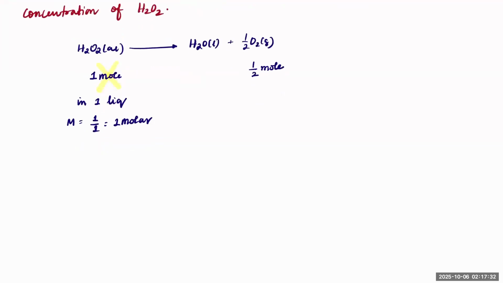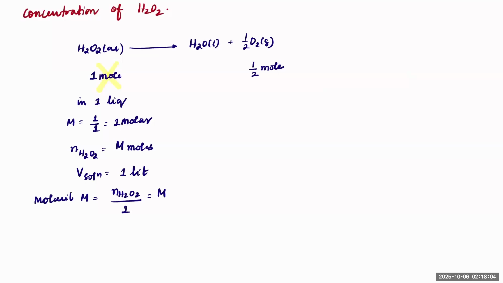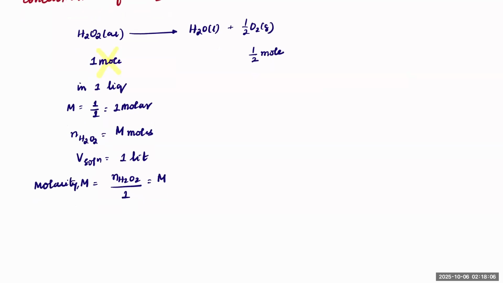Then if you have number of moles of H2O2, now I'm replacing that as capital M moles. Then volume of the solution, I'm taking it as 1 liter. Then molarity in this case will be equal to number of moles of H2O2 divided by 1 liter, which is M, because M by 1 is M. Here the molarity M is equal to this much. Now tell me about this one.